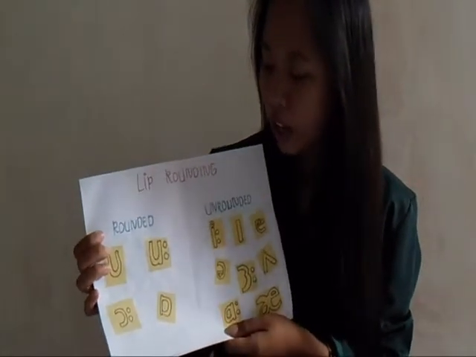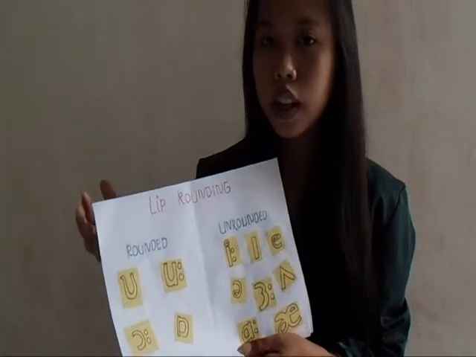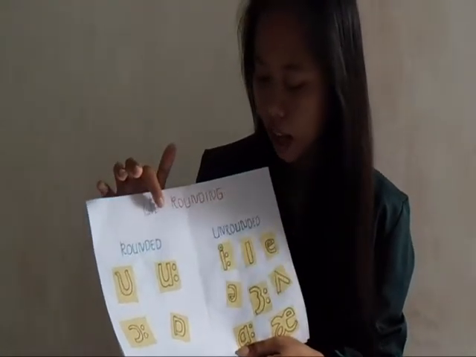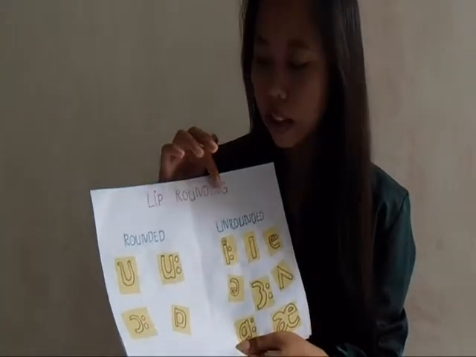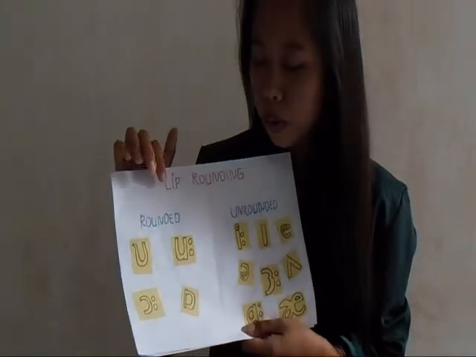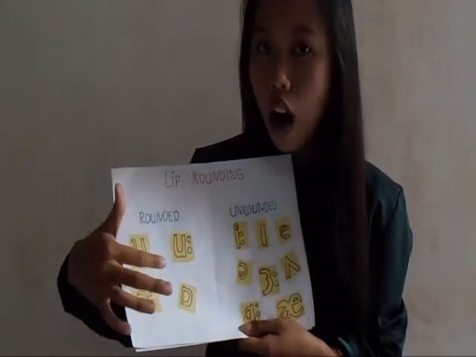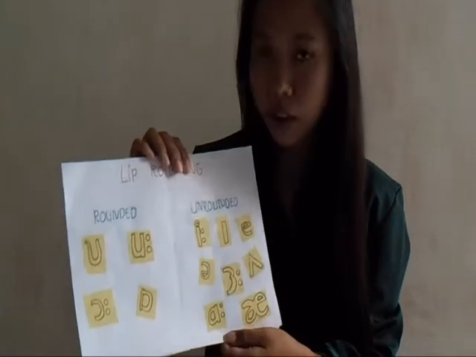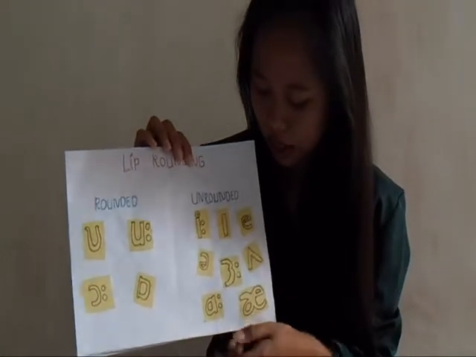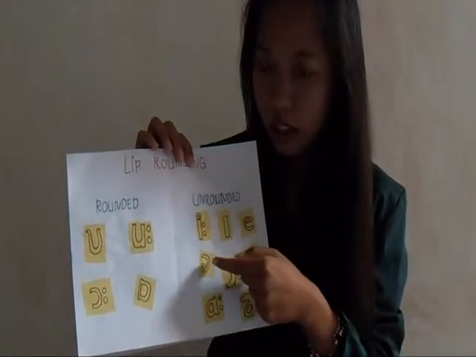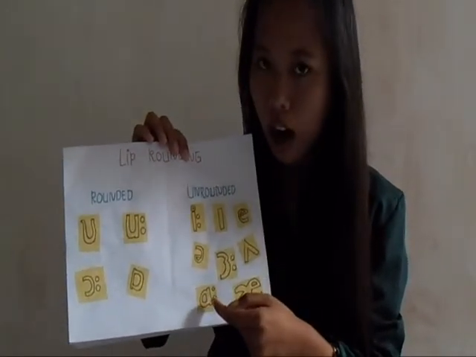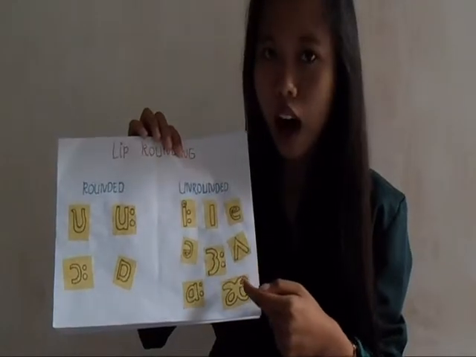And for lip rounding, according to this parameter, there are rounded vowels and unrounded. For rounded, there are U and O. For unrounded is E and A.